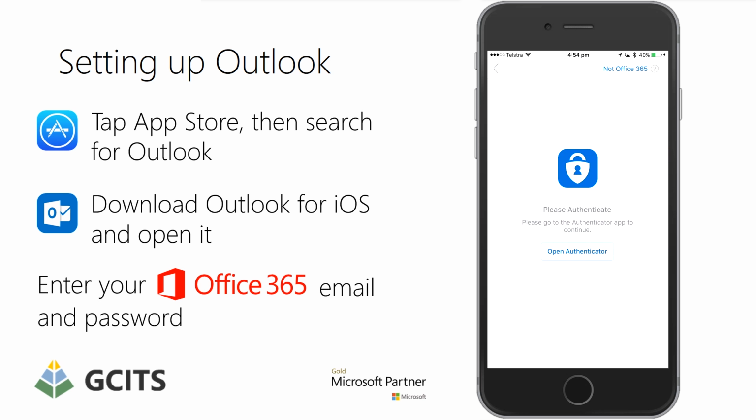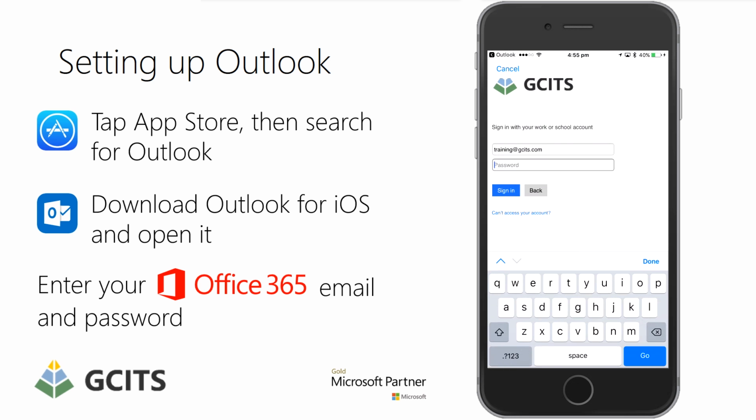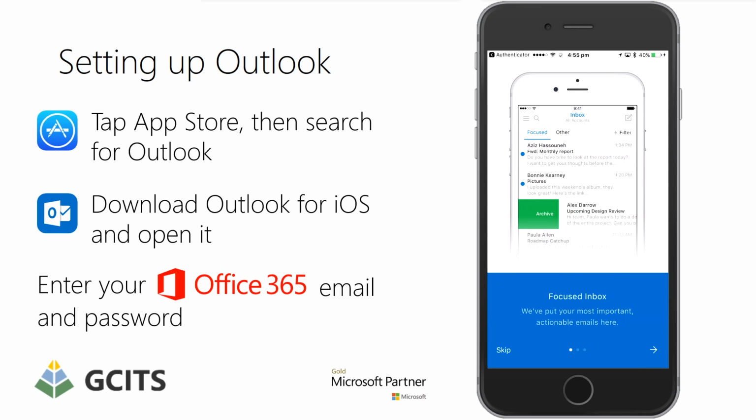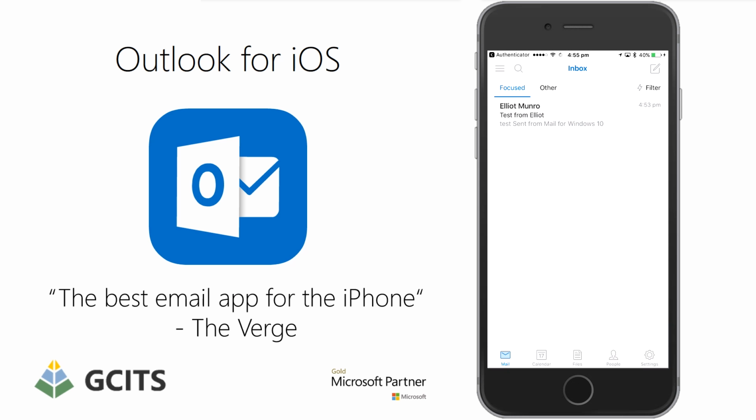Now my account is set up in a slightly different way, but this app handles it wonderfully. It does my two-step authentication straight out of the box. So if you had any authentication issues with the other app, you probably won't have them here. Now this app has a focused inbox where it highlights important emails and notifies you about them. It's got a calendar built in, and it also lets you attach files from various cloud storage accounts. It really is my favorite email app for the iPhone.